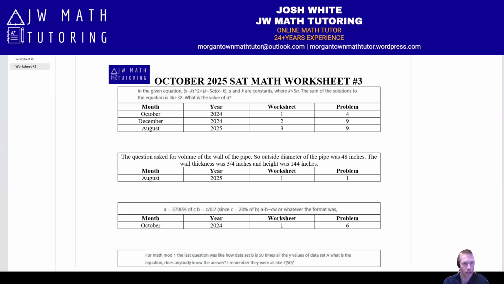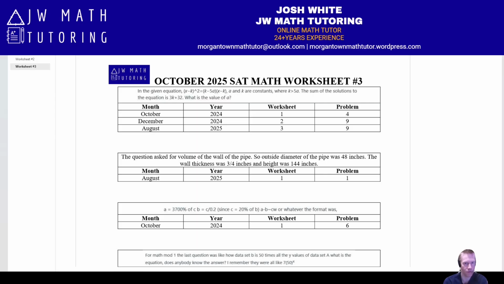So the first one is the type of problem where you have (x minus k) squared on one side, where k is some constant, and on the other side it's (k minus 5a) times (x minus k). Again, it's essentially a quadratic. A and k are both constants. This inequality here technically doesn't really matter in terms of how we solve it. And then you're told the sum of solutions is equal to blank.